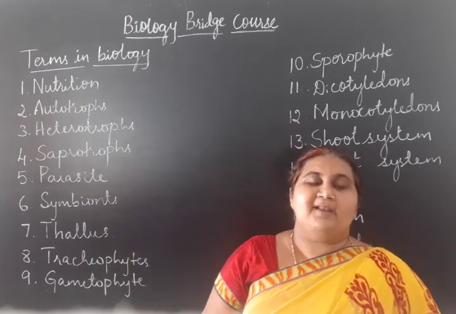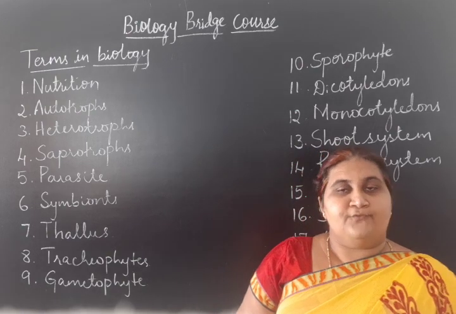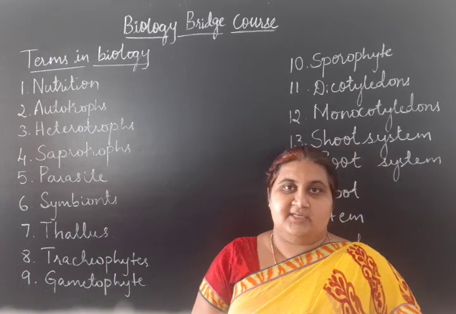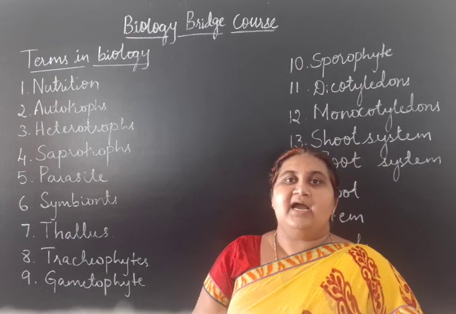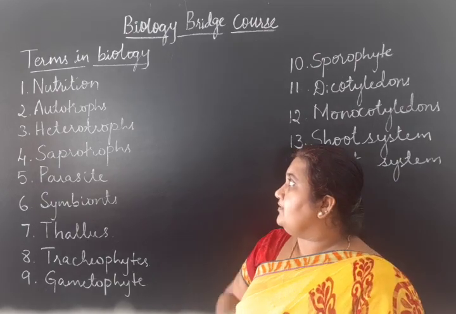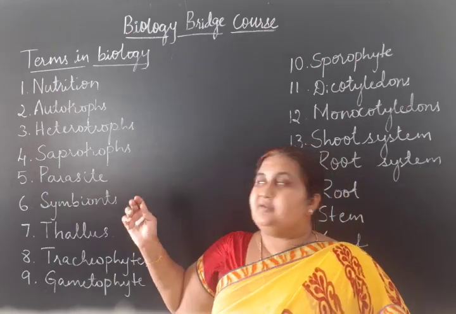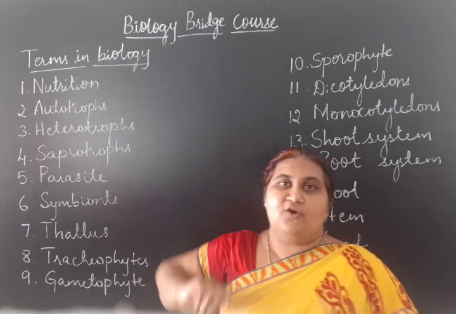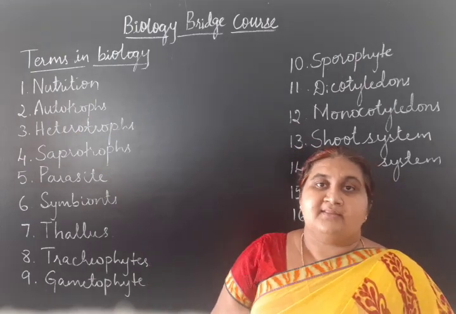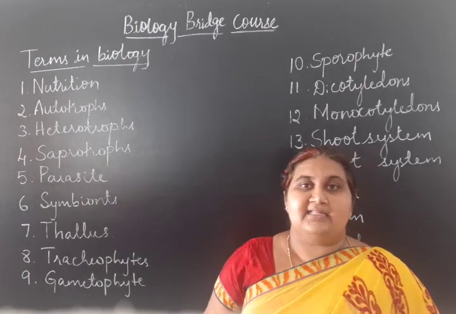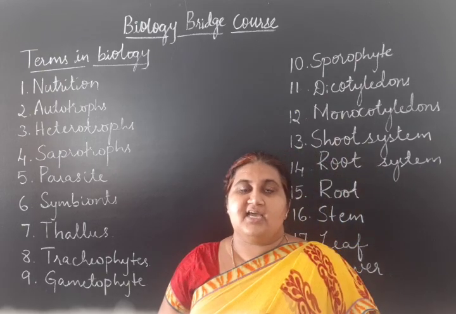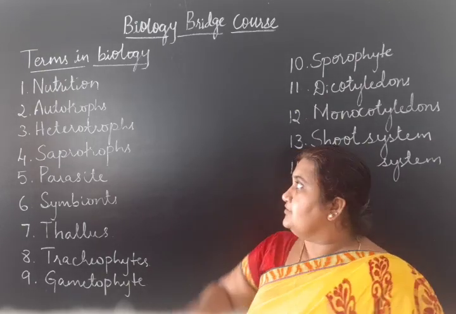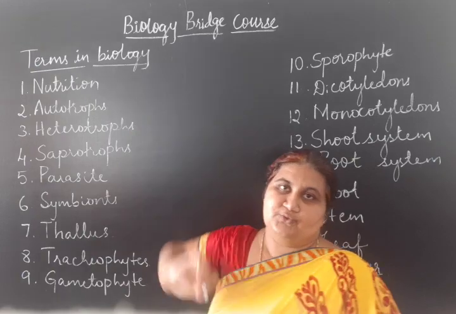Examples: green plants, photosynthetic protists, cyanobacteria or blue-green algae. They are the examples for autotrophs. They are not dependent on others. They synthesize their own food. So, they are the autotrophs.